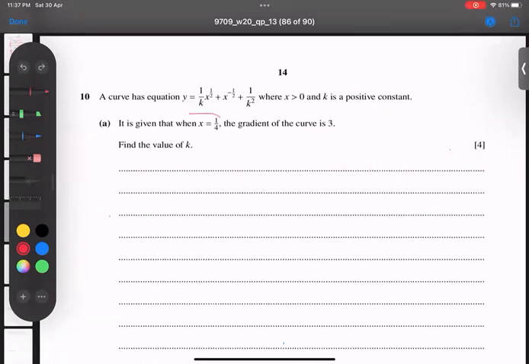It's given that x is equal to 1/4, the gradient is equal to 3. You are all familiar that gradient and derivative, dy over dx, are the same. So the gradient is 3, given, when the x value is 1/4. So let's see how we can do it.